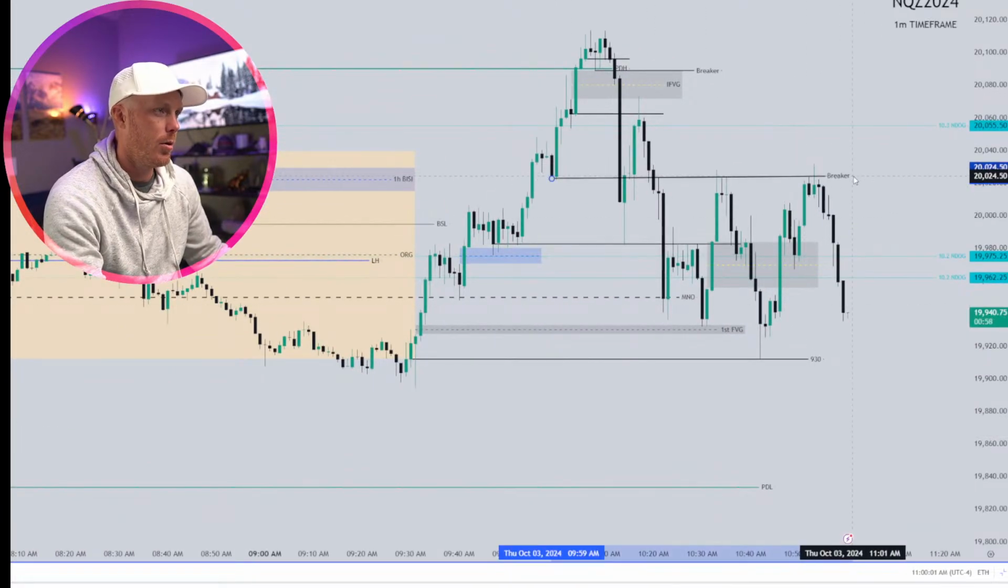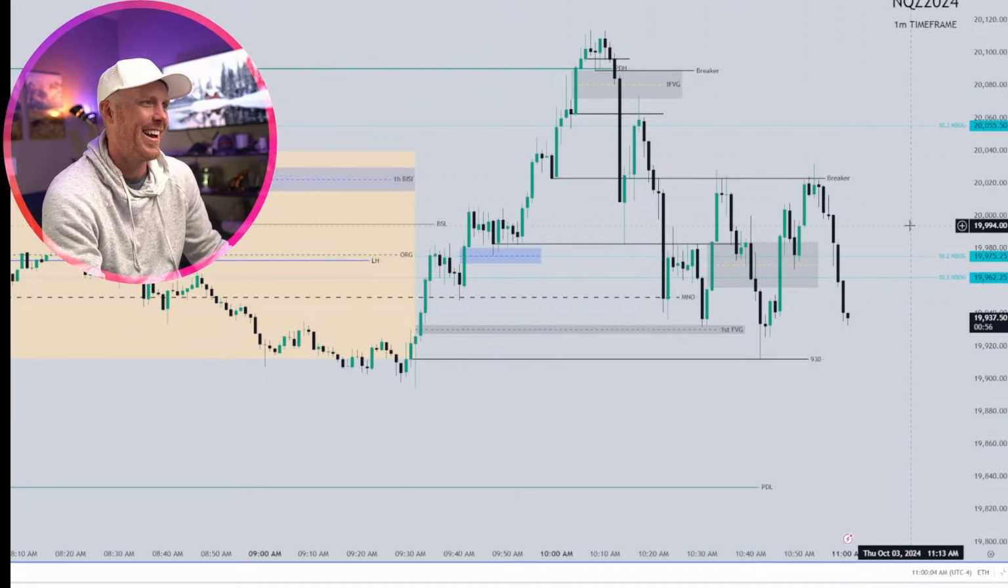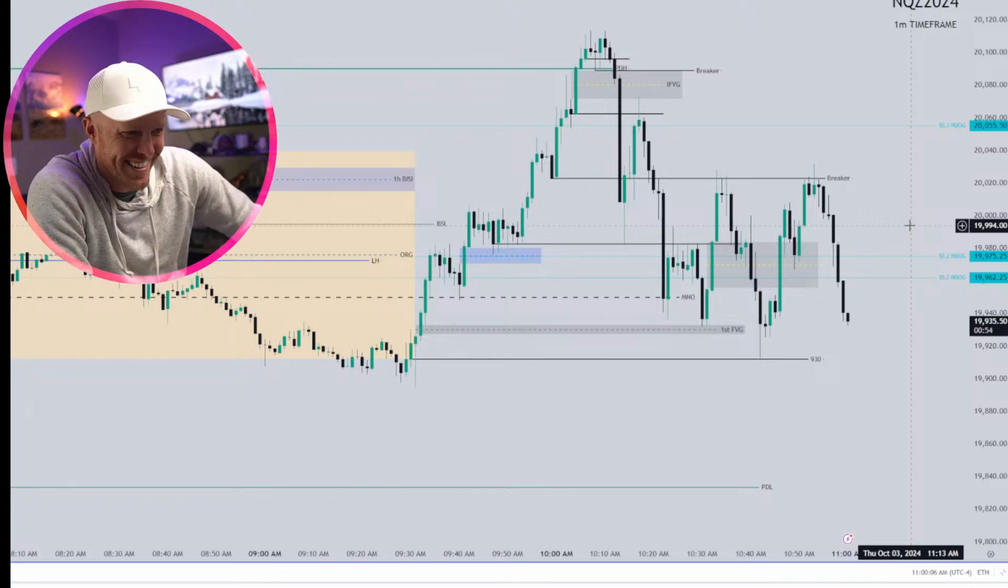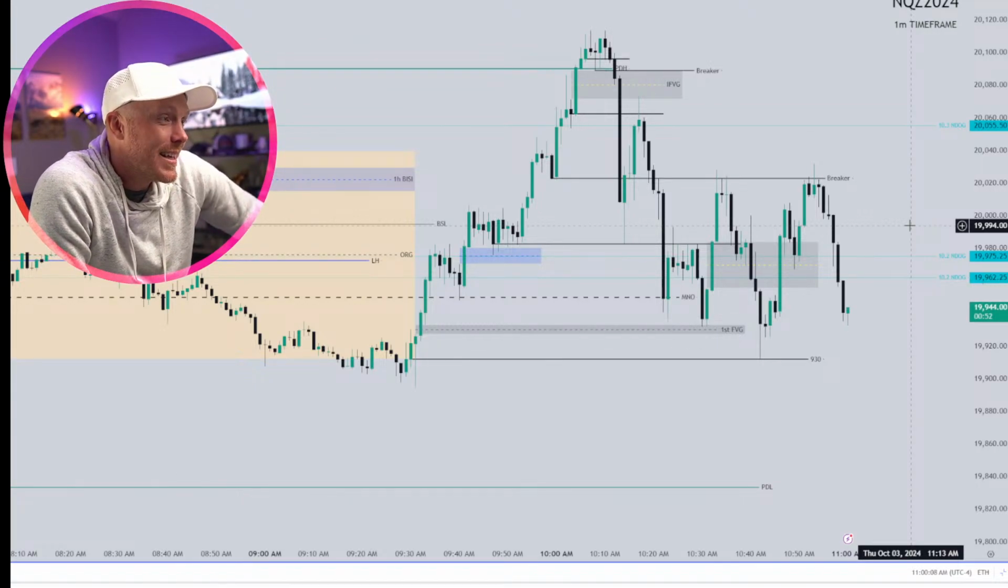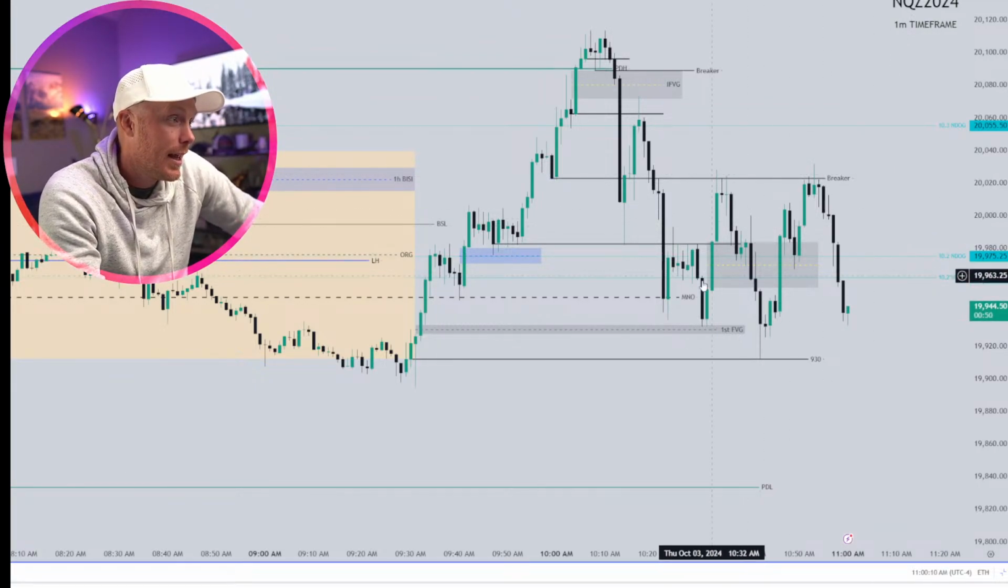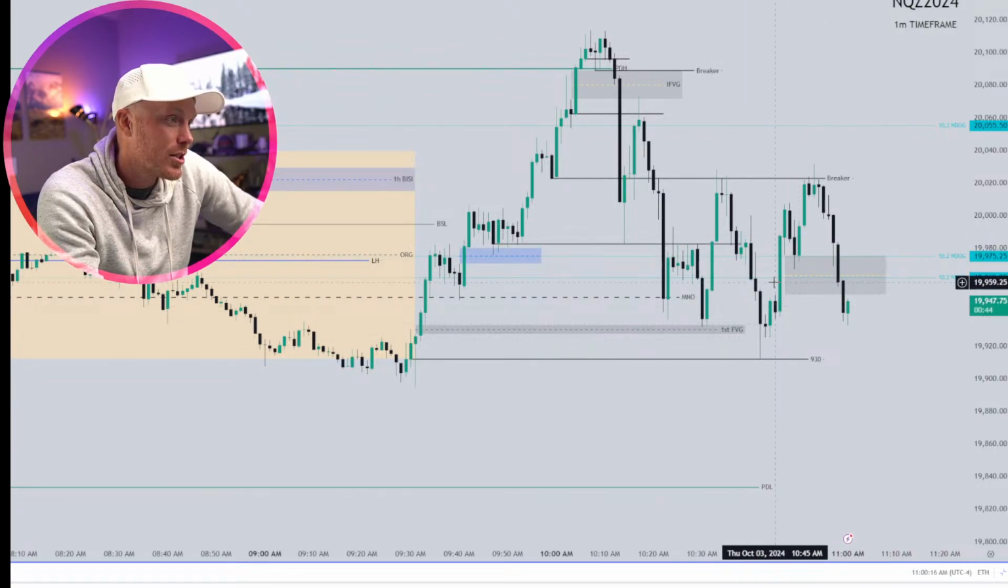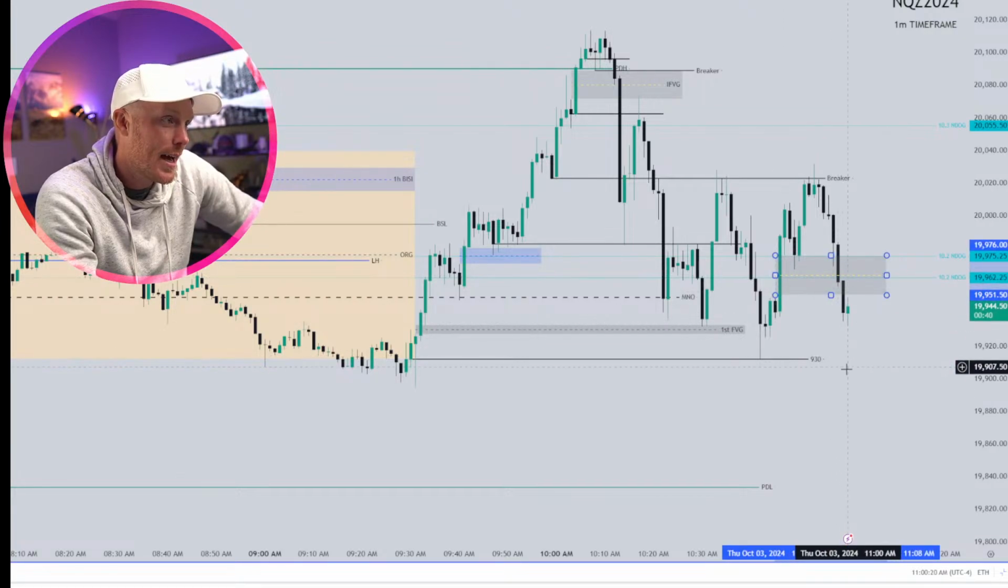Oh, wait. Look at what we hit. Price is on point today. Here's an inversion right now. We just closed below it. What do you think's going to happen?